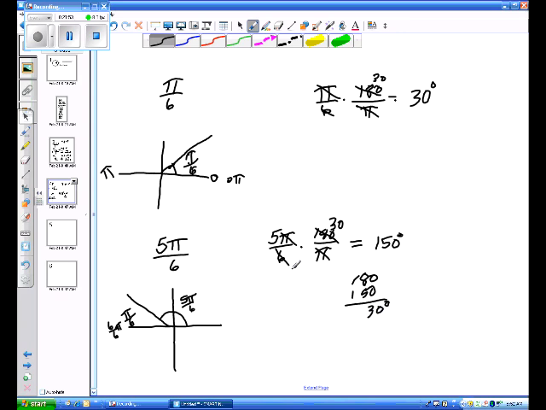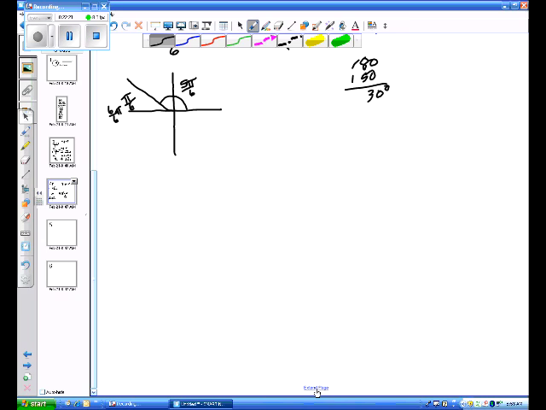And just like we saw a while ago, every time our denominator was 3, our reference angle was 60. Our reference angle was pi over 3, which was 60. Every time our denominator is 6, our reference angle is going to be 30, or pi over 6. So when you see a denominator of 6, then you're going to know that your reference angle is pi over 6, which is 30 degrees.